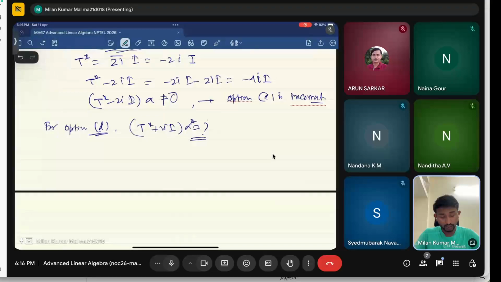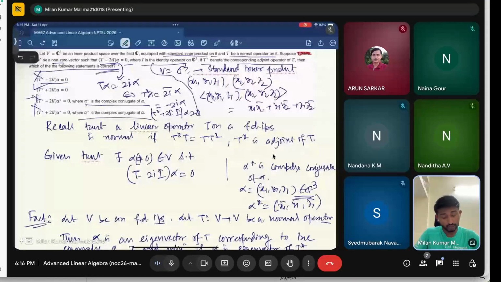Here I have to give a counter example for this fact: if T star plus 2i times identity applied to alpha star equals 0, where alpha star is the complex conjugate of alpha. If I take T star, T equals, I can take that, that's not a problem.